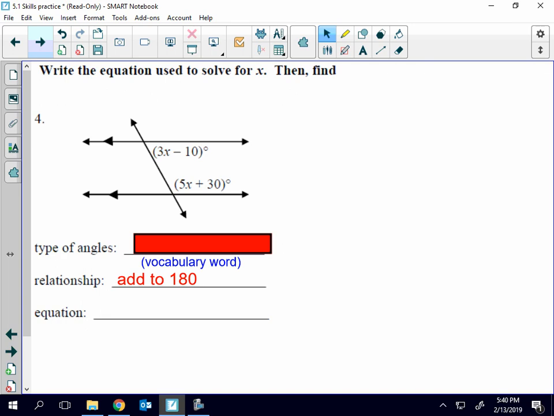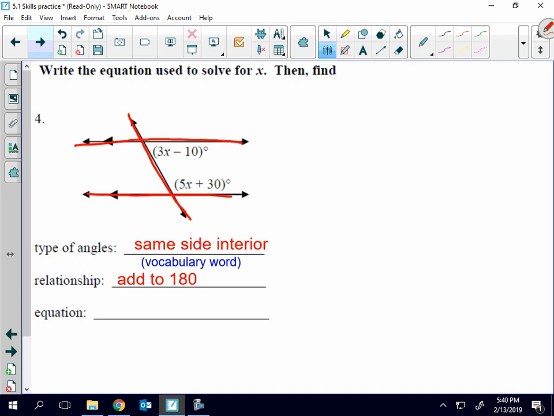There's a couple of names you can use. If you look, they're both on the inside of the parallel lines, and yet on the same side as the transversal. So we could call them same side interior, or you could call them supplementary. Either way is fine. Both of those add up to 180.